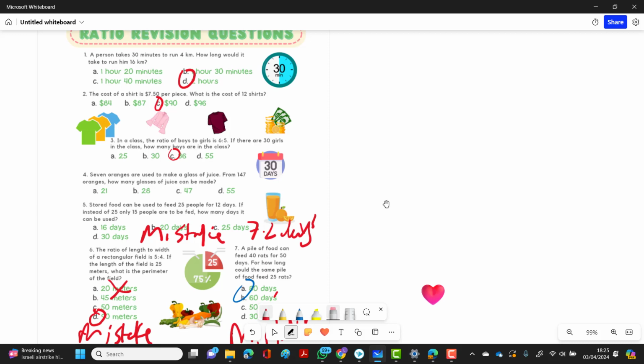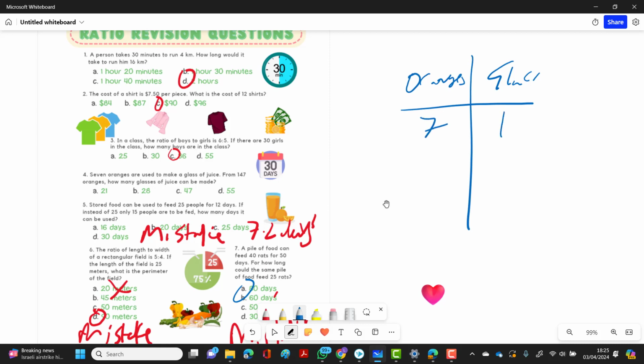Next, number 4. 7 oranges are used to make a glass of juice. So oranges and glasses. So 7 is 1, and then 147. So you have to do 147 divided by 7, which is 21. So number 4 is B.